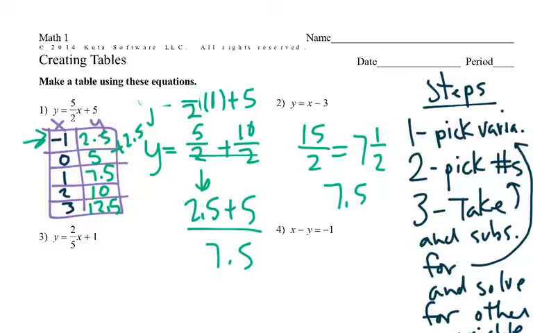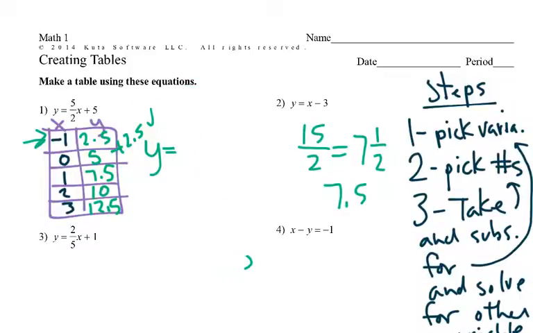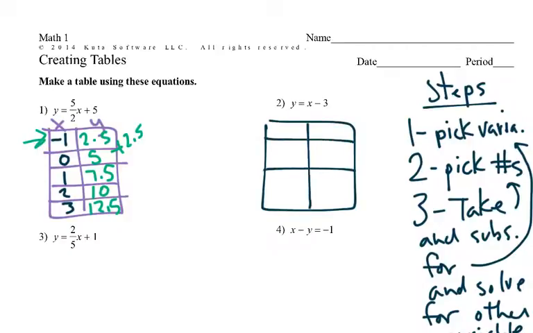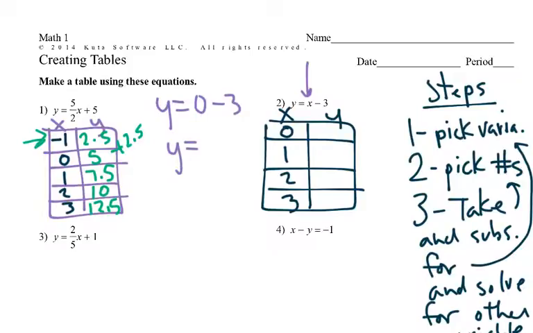Now we're going to do it for number 2. Number 2 is a little bit easier because I don't have a fraction in front of that x. So I draw my table, pick my variable, pick my numbers. I'm just going to go 0, 1, 2, 3 this time. Then I plug my numbers in, so y equals, x becomes 0, minus 3. 0 minus 3 is negative 3. So my first number is negative 3.